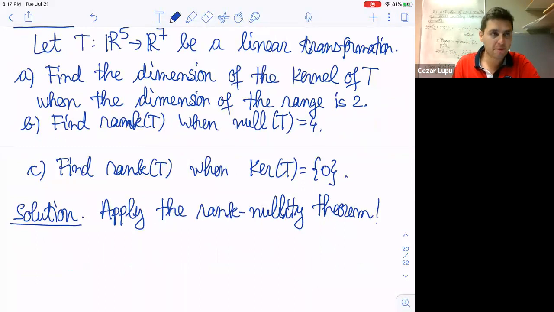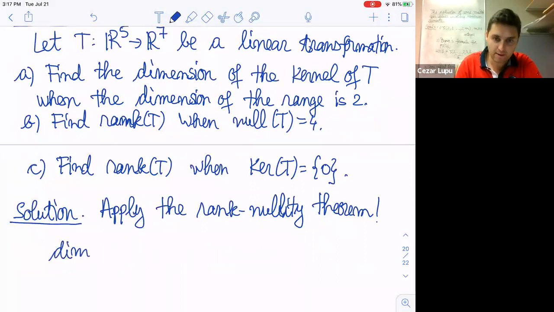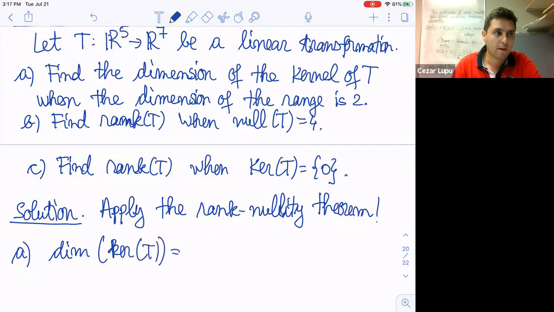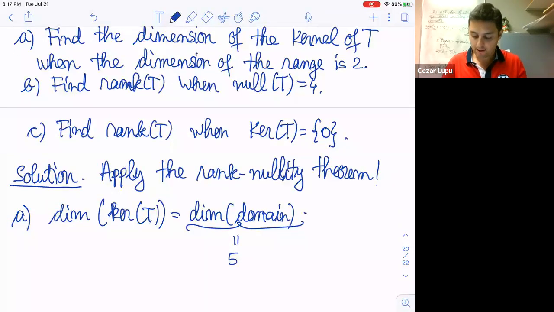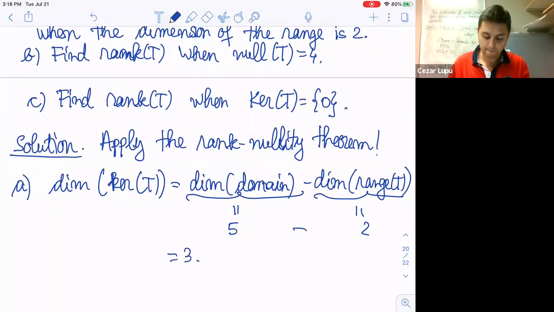So we apply the rank-nullity theorem with n equals 5, and we have that, in the first case, the dimension of the kernel of T is the dimension of the domain, which in our case, like I said, is the dimension of R5, which is 5, minus the dimension of the range, which is, we said that this is 2. So it will be 5 minus 2, which will be 3. Okay?